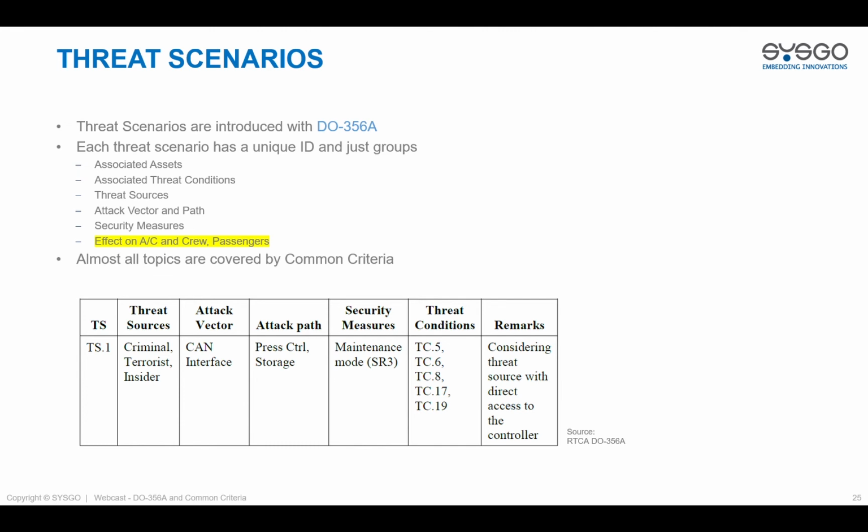So here's an example of the threat scenario. On the right, you see the threat conditions which are being covered. You see the security measures which you define in order to counterfight the threat conditions. And you see the threat scenario here. You see the threat sources and the attack vector and the attack path.